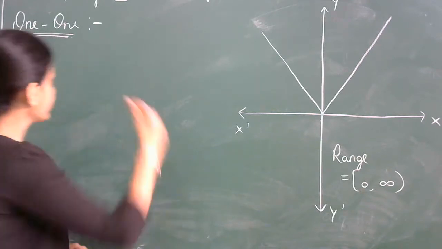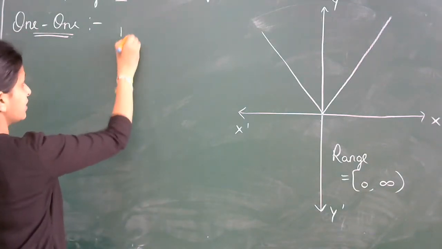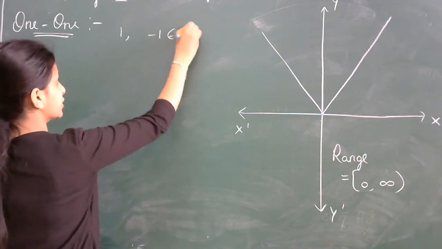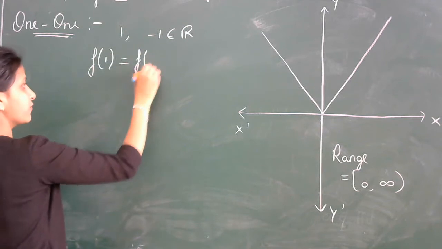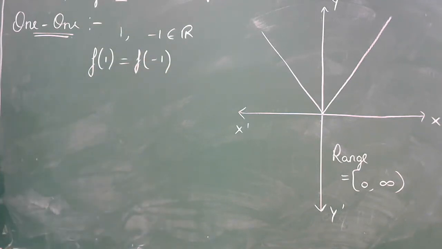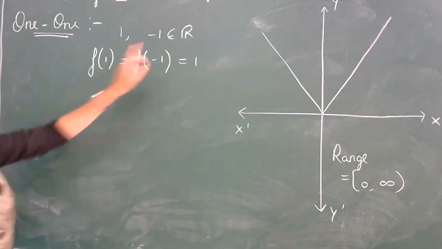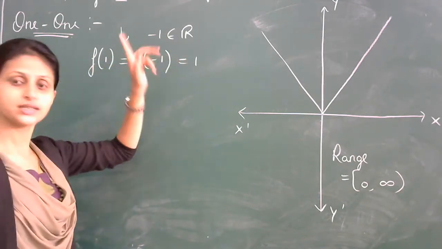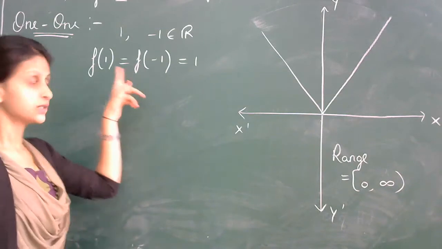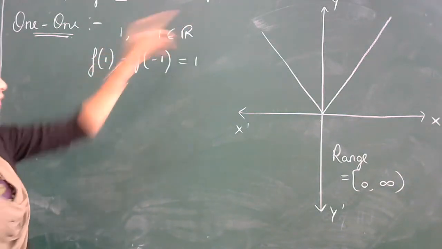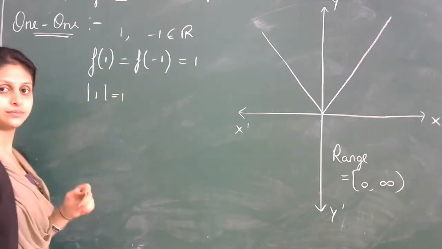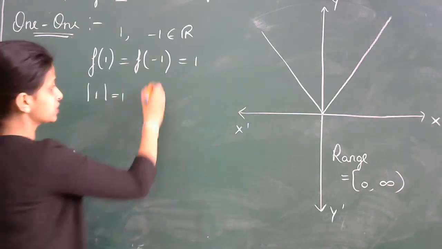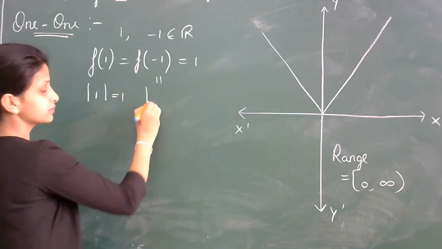Right? Here you can observe we have 1 and minus 1 belonging to the set of real numbers such that f of 1 is equal to f of minus 1, which is equal to 1. Please see carefully, students. We have two real numbers 1 and minus 1 such that the images are the same. If you take f of 1, what is f of 1? It is nothing but mod of 1. What is mod of 1? It is nothing but 1. If you take f of minus 1, what is f of minus 1?